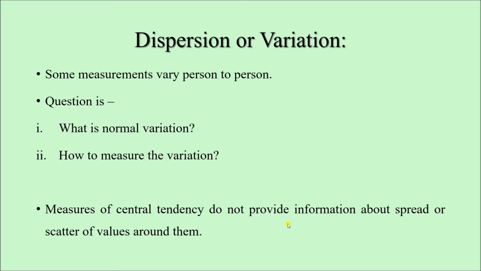Measures of central tendency do not provide information about the spread or scatter of the values around them. So as I mentioned earlier, if we look at a particular data set and we see that the observations or values are different from each other, how widely they are spread and how they are scattered in the given data set, that information can only be obtained from the measures of dispersion.